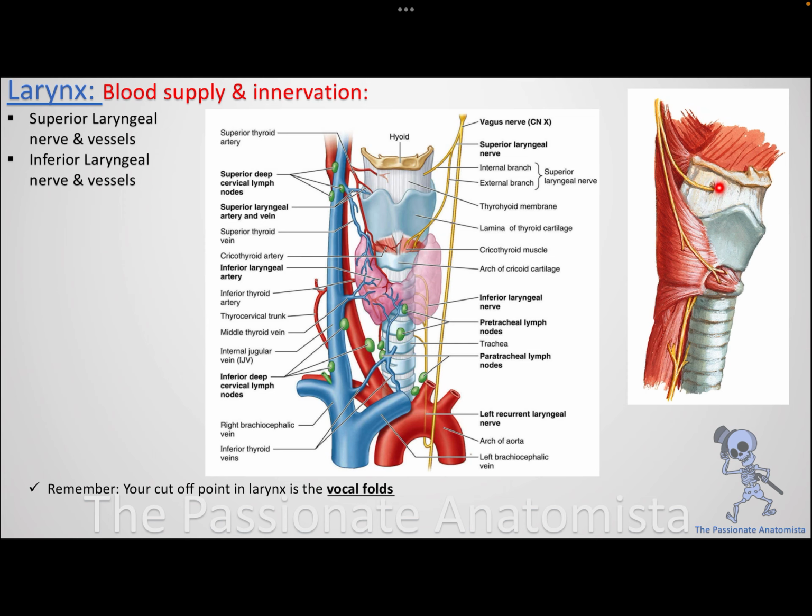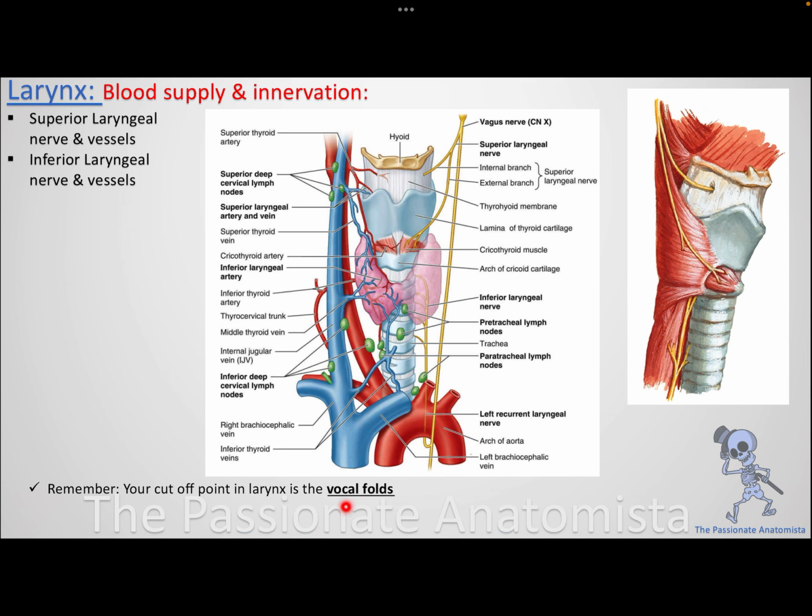This is the internal laryngeal, and from the superior laryngeal we also have the external, and that is the only motor branch to the cricothyroid muscle that was causing tension on the vocal folds and high-pitched sound. Remember, that was the muscle that brings the thyroid anteriorly and causes tension. All right, so these are branches of the superior laryngeal. Now, of course, I want you to remember that your cutoff point in the larynx is the vocal folds. So if something has the name superior, it means it supplies things above the vocal folds.